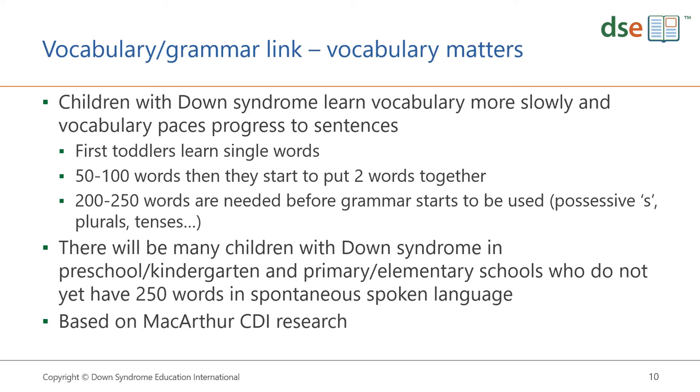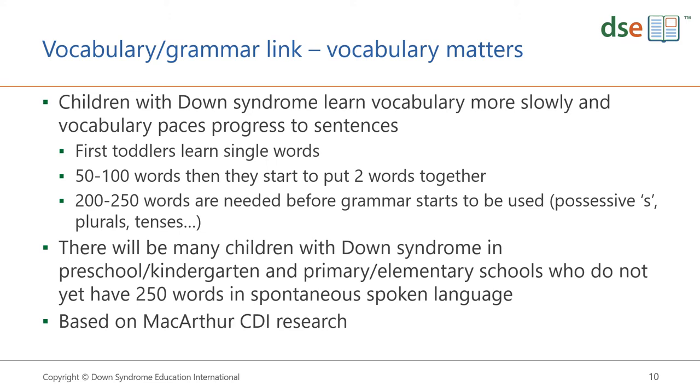Now, I want to share with you a little bit of information from research, which explains why vocabulary learning matters and that the rate at which children are learning vocabulary matters. For all children, they start using single words. And when they have about 50 to 100 words that they can say, they start putting two words together and say things like more dinner, big dog, daddy gone. When they have something around 250 words or more, then they start to learn and to use grammar, the possessive S, plurals, tense markers. Now, many children with Down syndrome in preschool, kindergarten, primary, elementary schools, many of them will not yet have 250 different words in their spontaneous spoken language.